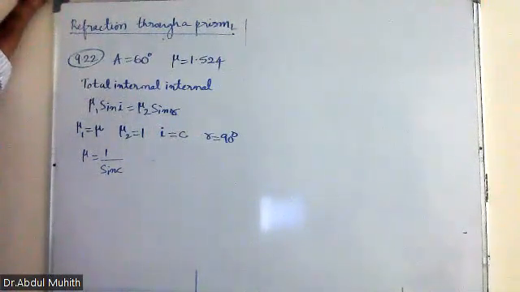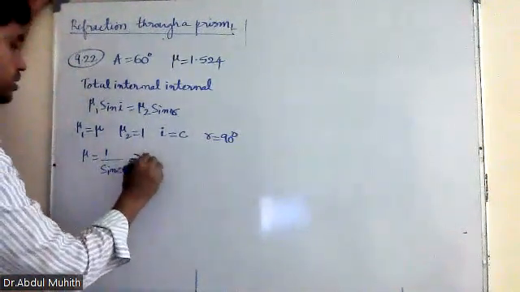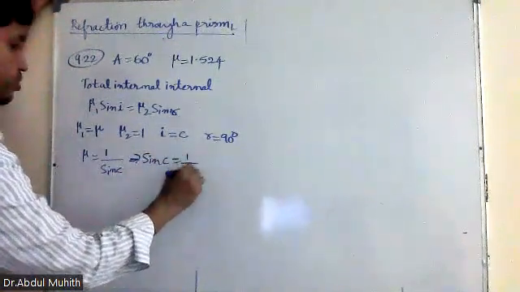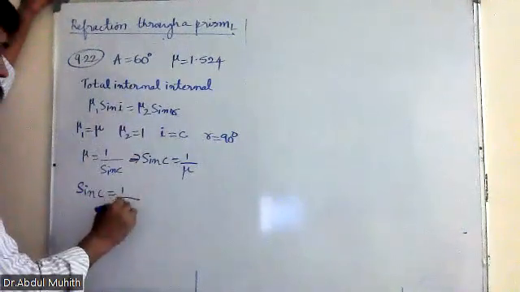See, we are not taking R now. We want to find out that R. Is this clear? Mu is equal to 1 by sin C. So mu sin I is equal to sin 90. And sin C is equal to how much now? Sin C is equal to 1 by mu. So sin C is equal to 1 by the refractive index, which is given as 1.524.